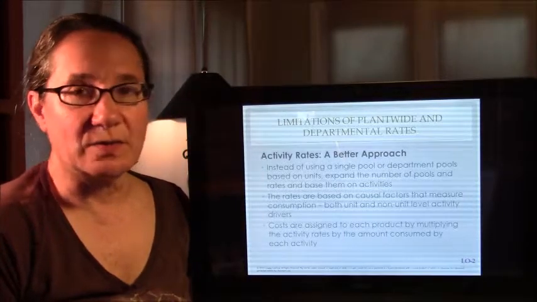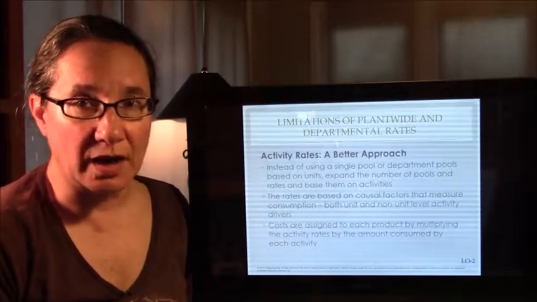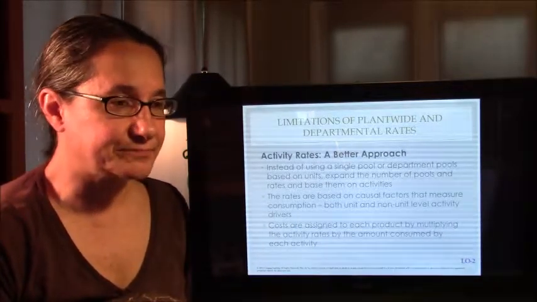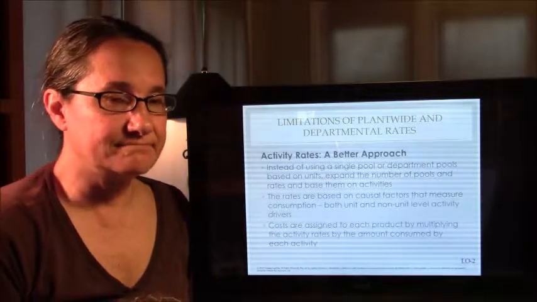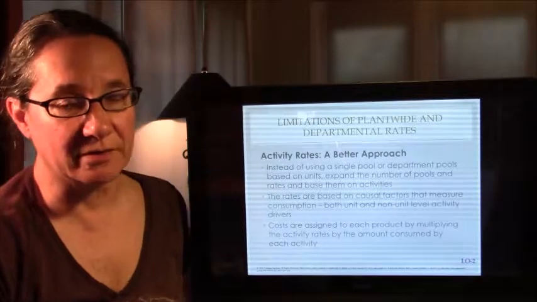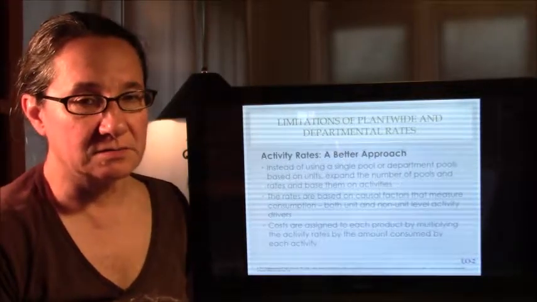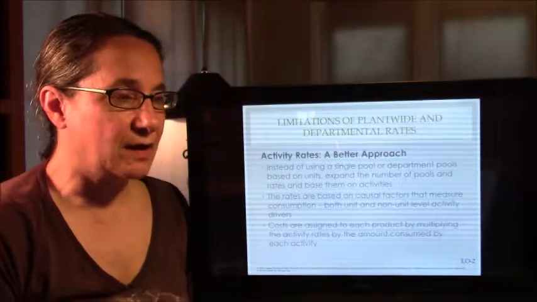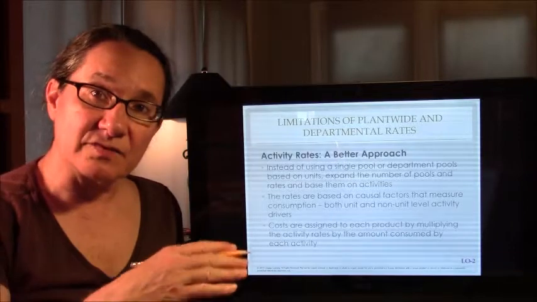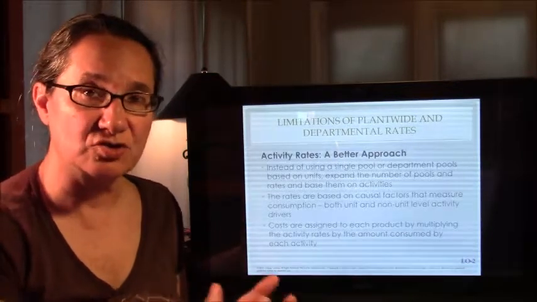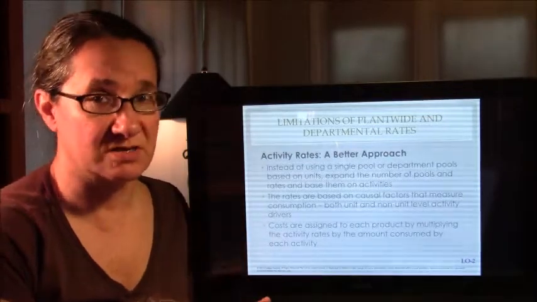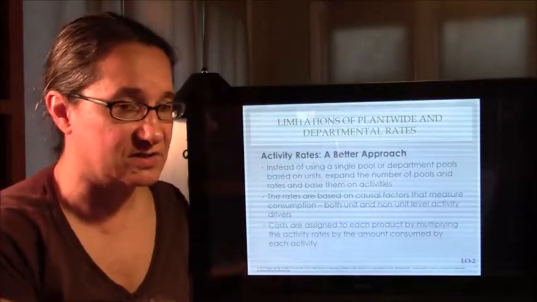So instead of using one big pool, $30 per unit, or some departments rates, right? $10 per labor hour in assembly and $10 per machine hour in design or something like that. We come up with activity rates. So what an activity is, is each and every action you take as you're creating that product or service, or whatever it is that's your cost object. So there's going to be activities related that increase the costs.